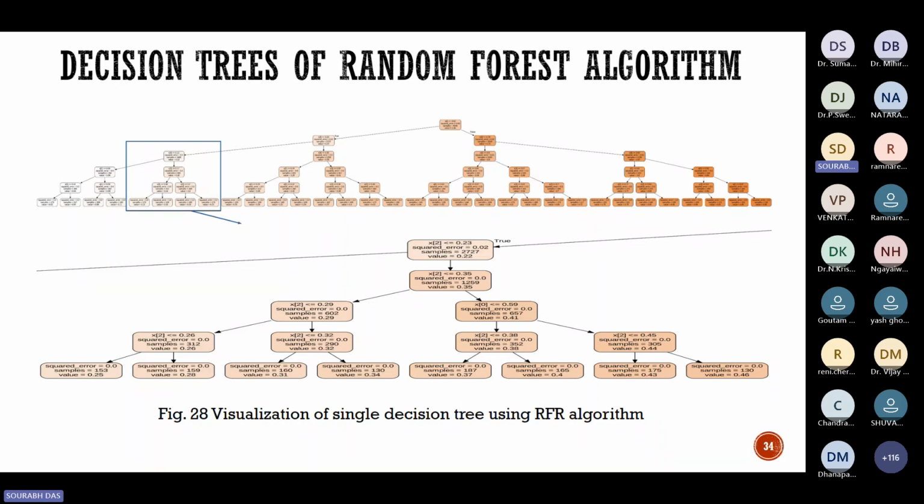Here we have to see whether the decisions are true or false. If it is false, we will check whether x2 is less than or equal to 0.23 or not. If it is true, it will go to the left side, and if it is false, it will go to the right side. Like that, the decision can be taken.